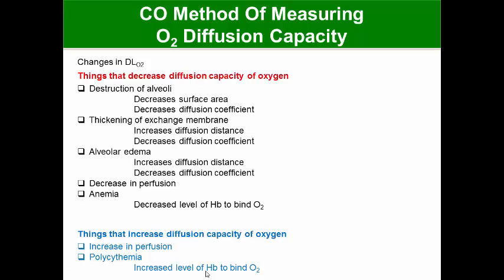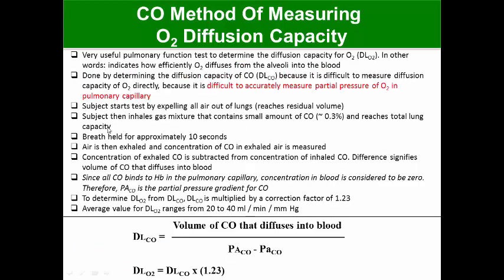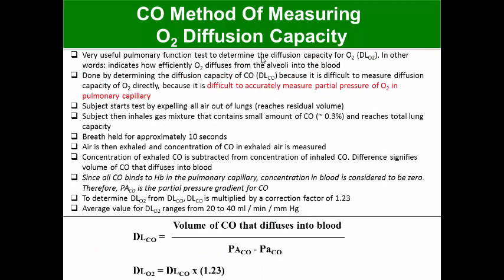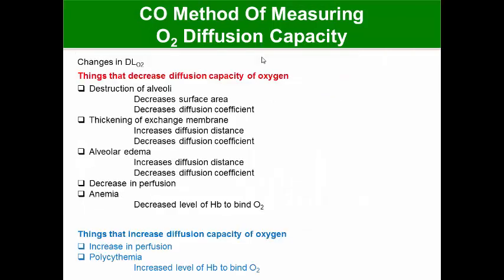So this diffusion capacity is a very important pulmonary function test. It assesses the efficiency by which oxygen diffuses across the alveolar capillary membrane. So we can have things which increase the diffusion capacity for oxygen, and we can have things which decrease the diffusion capacity for oxygen. We are worried about the causes of the decreased diffusion capacity for oxygen.